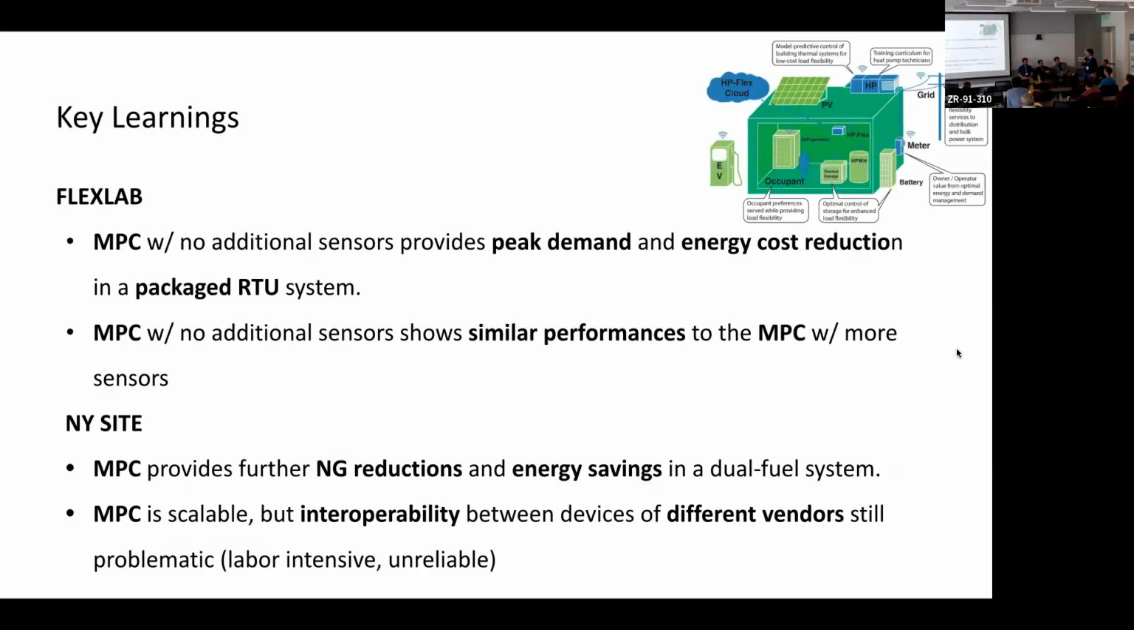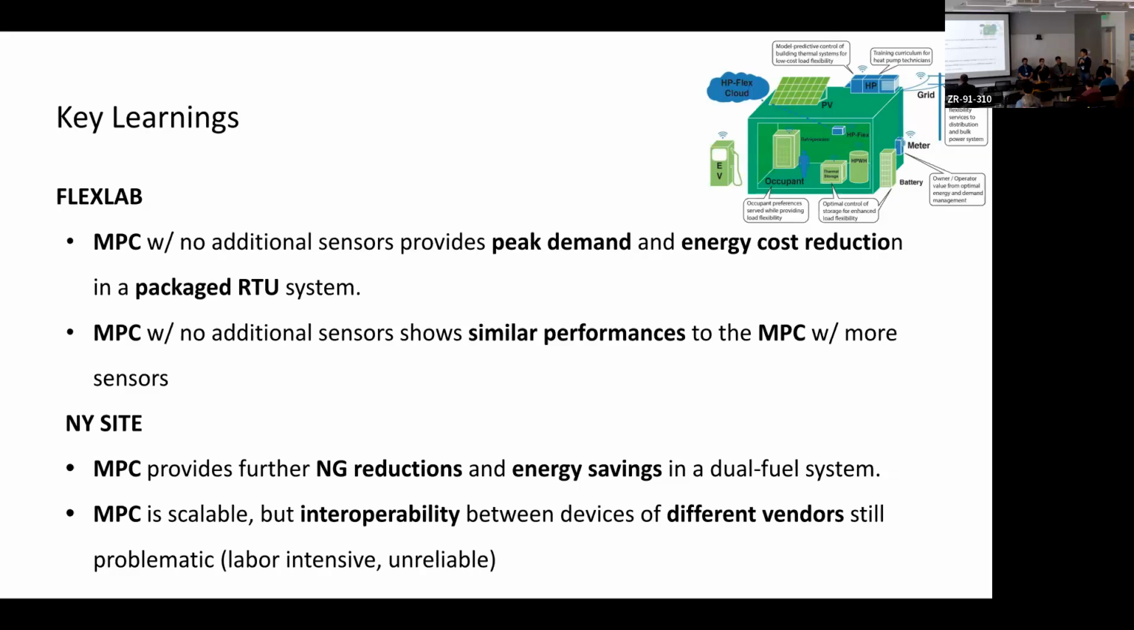So here are the key learnings. We designed an MPC that can be used in small and medium commercial buildings without a major sensor retrofit, and that shows very good performance. And then we tested that MPC on a real building. We can also extend our application to other systems such as dual fuel systems to reduce the auxiliary heating or natural gas heating.